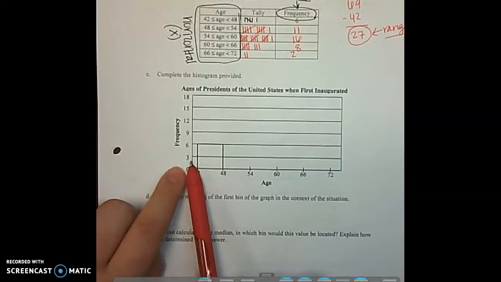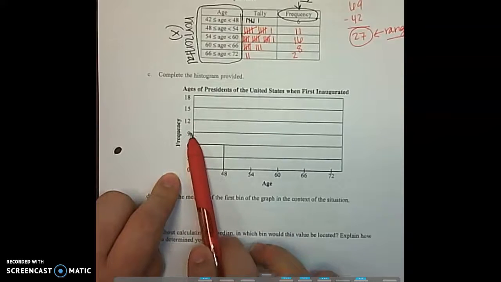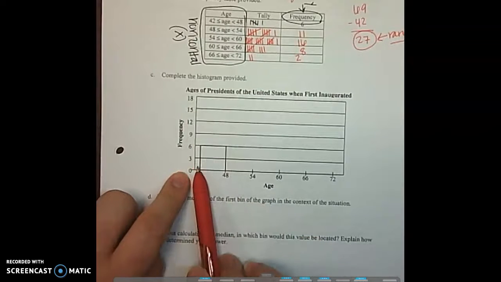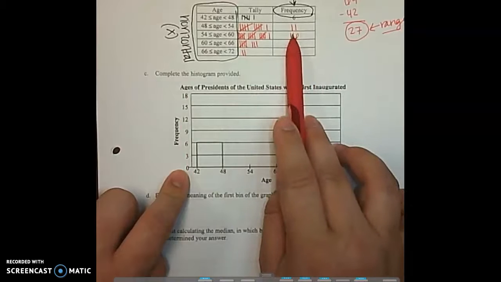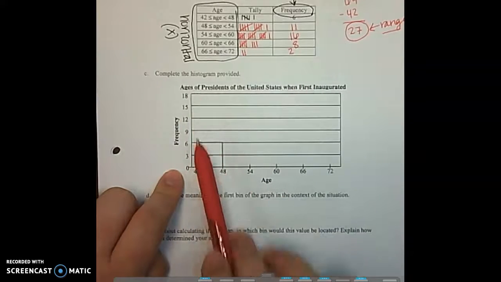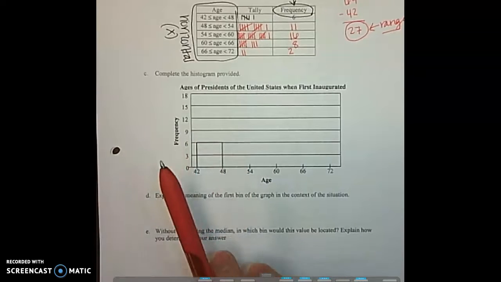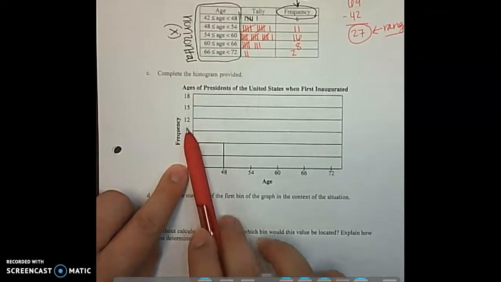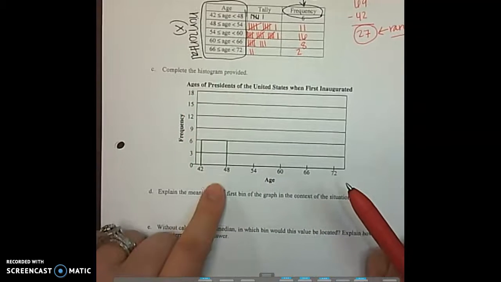Our lines would have had to be 2.6 each. So that would have been very difficult to graph. So we saw that 18 is larger than our highest frequency, and it's easily divided into sections based off 6. So it's 3. So we're increasing by 3s all the way to 18. So we're going to go ahead and graph this.